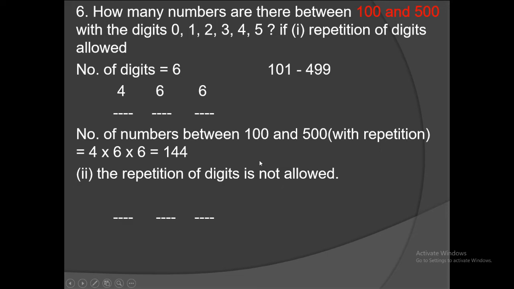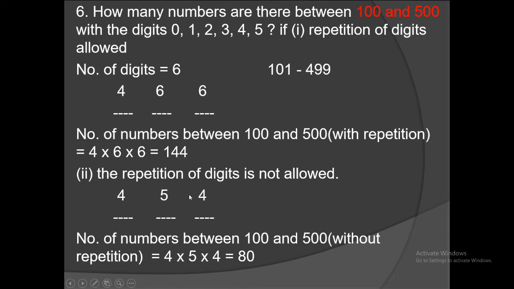Subdivision 2, repetition of digits not allowed, same question. Here also we can have only 4 numbers in the first place, leaving 0 and 5. In the second place, we have to keep one thing in mind: out of the 4 numbers 1, 2, 3 and 4, 1 number is placed here, so 1 is left out. So remaining we have how many numbers? Leaving 1, we have totally 5 numbers, so 5 numbers can be put here. Now the second number is placed, here 1 number and here 1 number, so out of the 6, 2 are left, so the remaining 4 numbers.